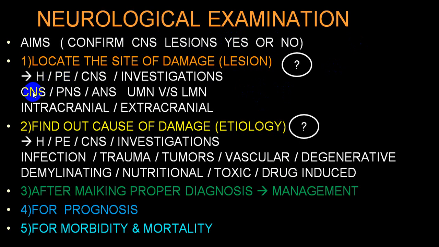history, examination of CNS, and then we try to locate whether it is central nervous system, peripheral nervous system, autonomic nervous system, whether it is upper motor neuron, lower motor neuron, whether it is intracranial, extracranial, etc. from good history and examination. Then we want to find out why there is a damage. So we want the etiology. For that, we have to go for good history and examination followed by investigations. And after making a proper diagnosis, we can decide regarding treatment, regarding prognosis, regarding what morbidity or mortality the person will develop.